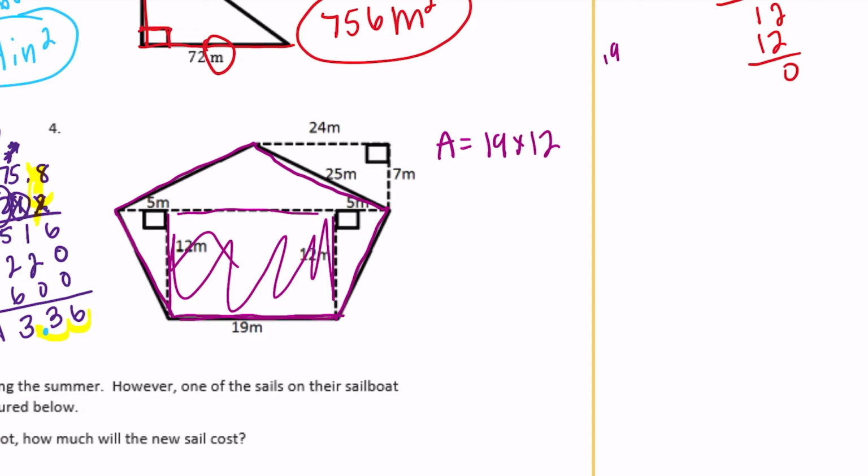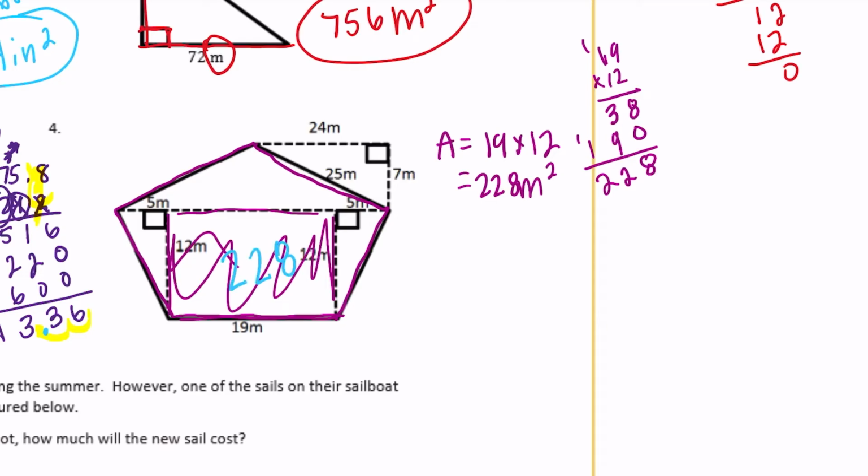Let's do 19 times 12. So that is 228 meters squared for the area of the rectangle here. So this is 228. And then let's do these 2 little pieces on the side, these 2 triangles.